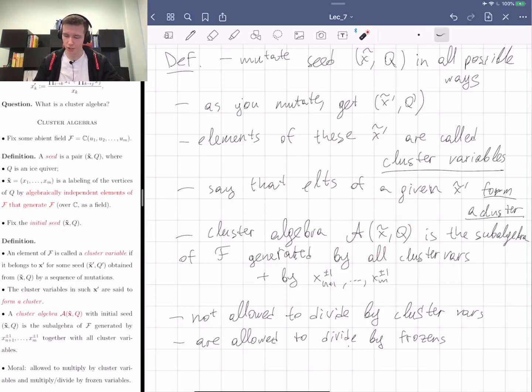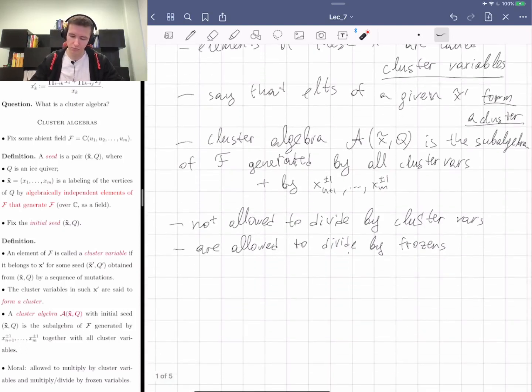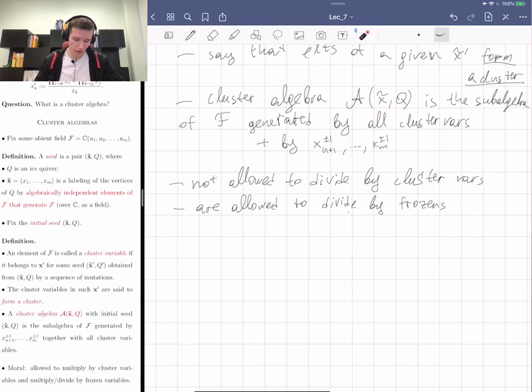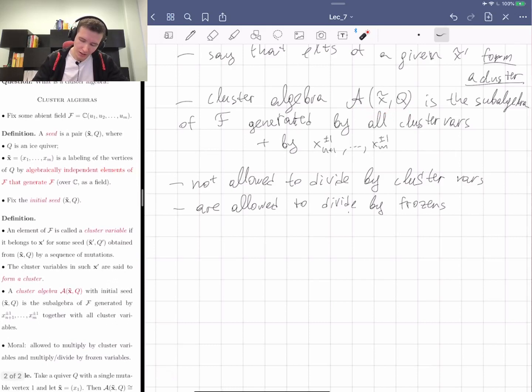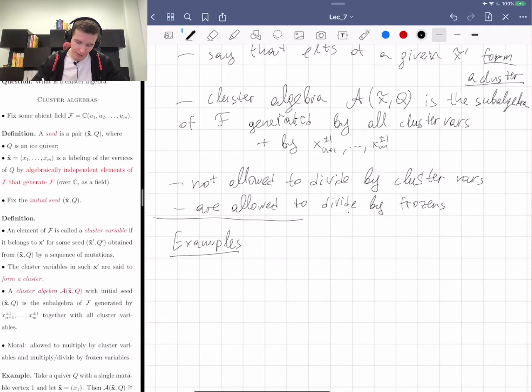I want to do some examples next, just to play with the definition and see what's going on. Let me try some easy examples, and then I'm going to try a complicated example. So first, let's say Q is just a single vertex labeled by 1, so the seed x tilde is just x1, and this is mutable, just one mutable vertex. Then what do you get? What is the cluster algebra?